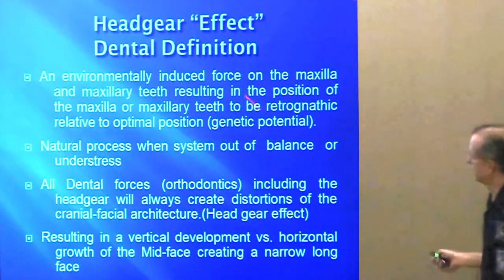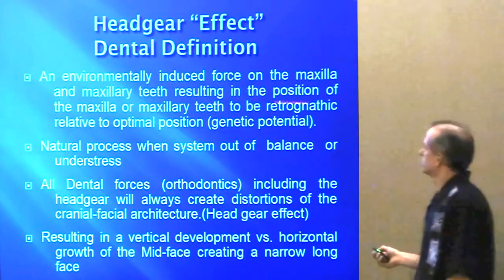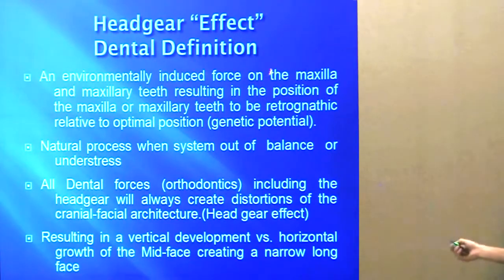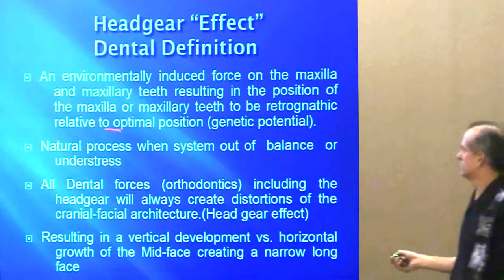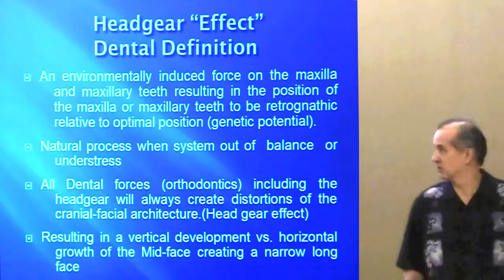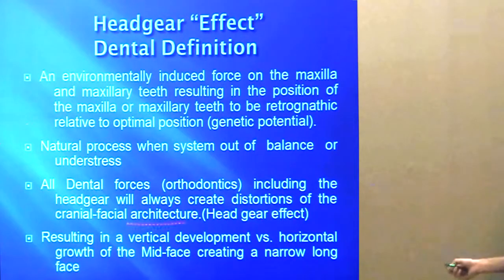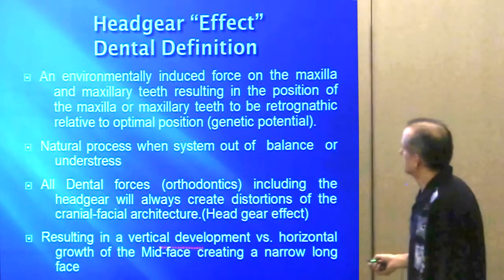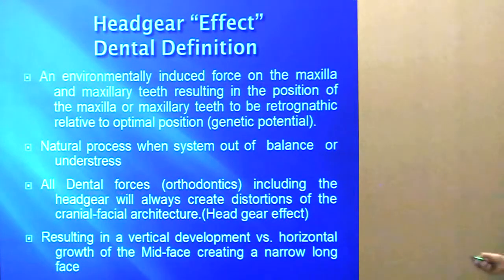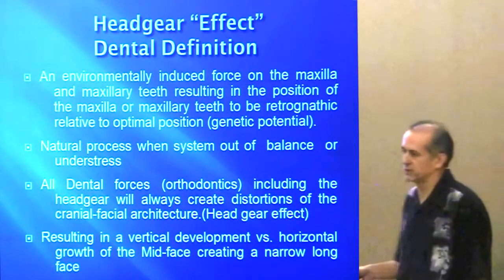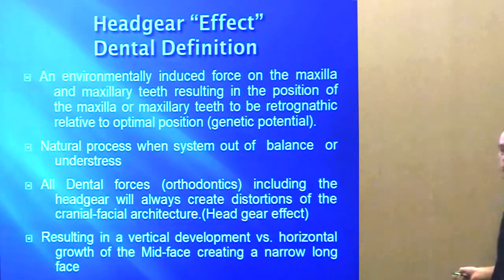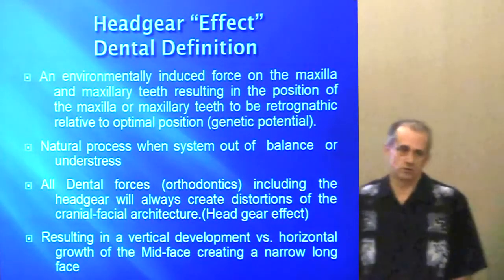So headgear effect, the definition. It's an environmentally induced force on the maxilla and the maxillary teeth, resulting in the position of the maxilla or the maxillary teeth being retrognathic relative to optimal position, meaning where it should have grown, it didn't grow where it was supposed to. So it's the natural system out of balance. The biggest thing is that orthodontics are contributing to or exacerbating a poor growth development pattern, which is fundamentally a vertical growth pattern versus a horizontal, which we'll see here in a second.